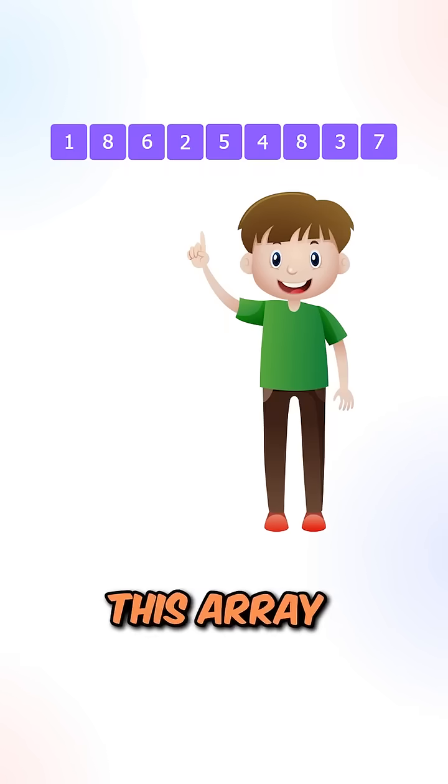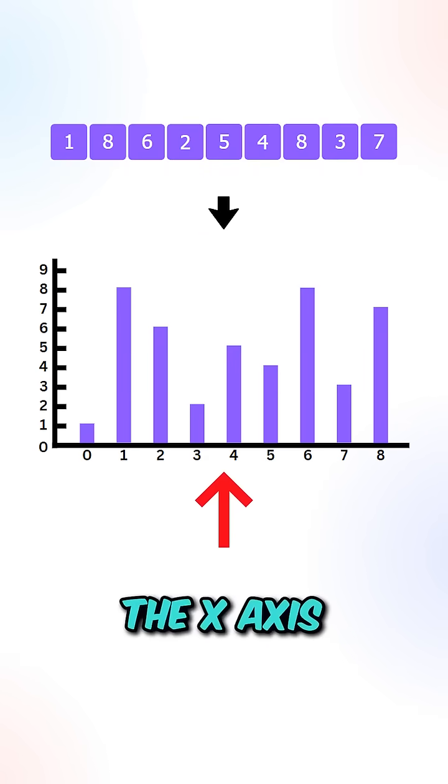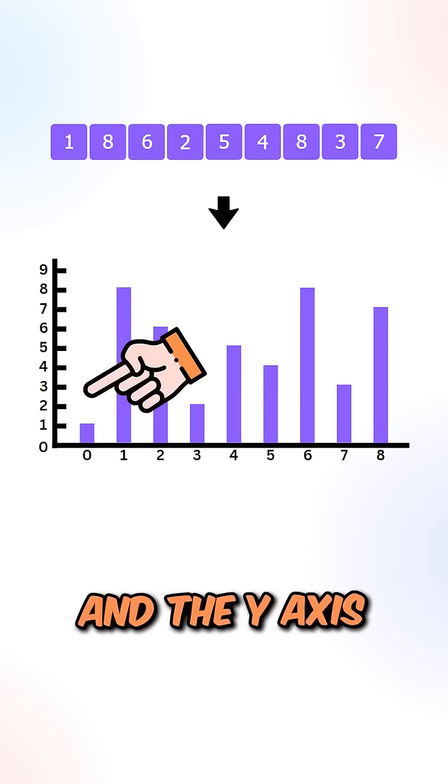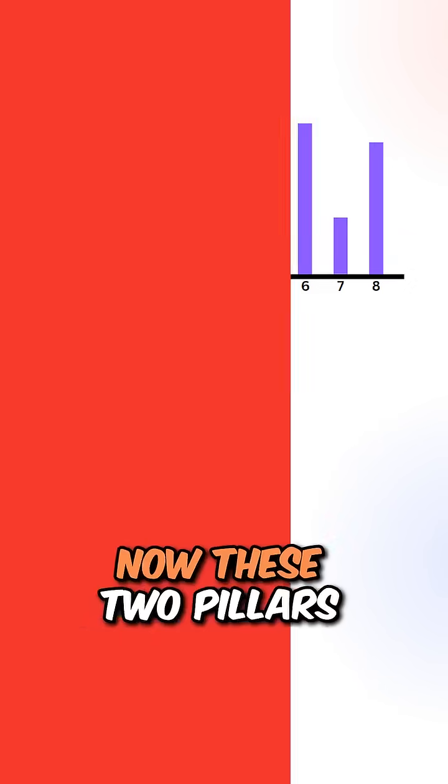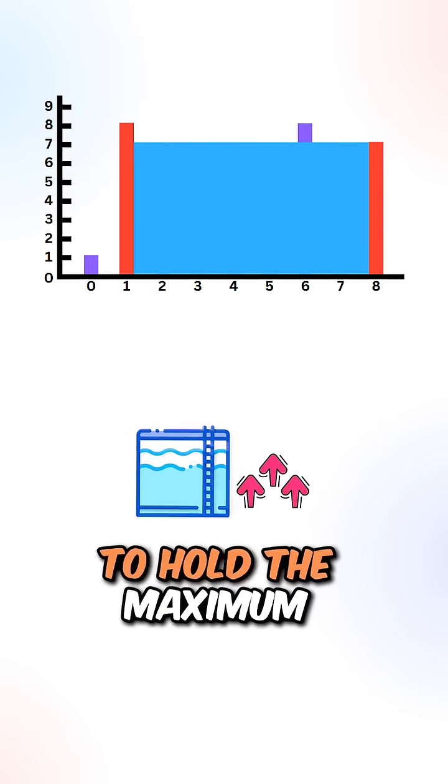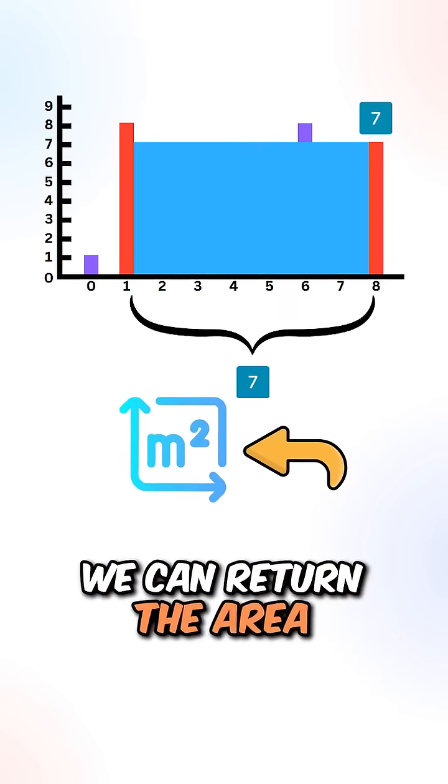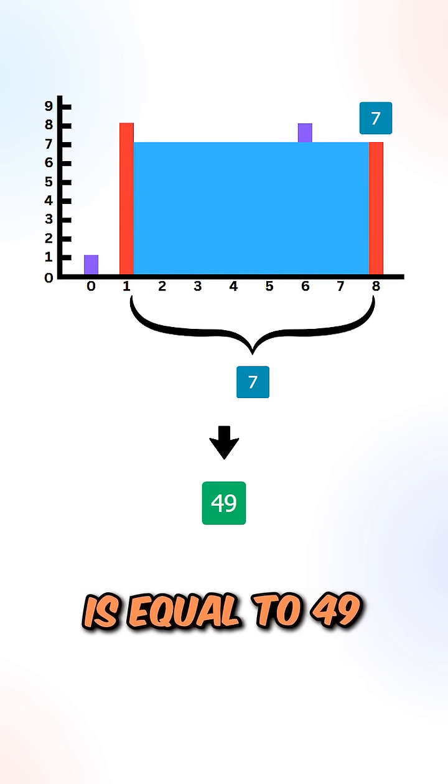Let's say we're given this array, we have the following pillars. The x-axis represents the index, and the y-axis represents the height. Now these two pillars can form the container to hold the maximum amount of water. We can return the area, which is 7 times 7 is equal to 49.